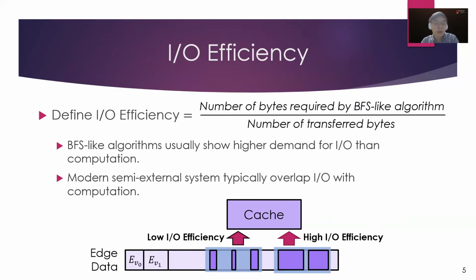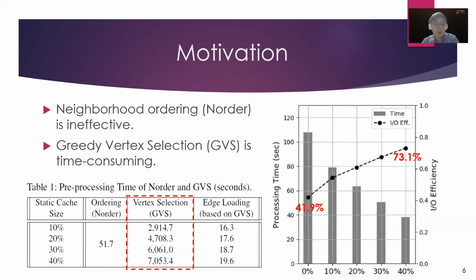So we use IO efficiency to measure it because the BFS-like algorithms often hold two features. The first one is that the BFS-like algorithms show higher demand for IO than computation. And the second reason is that modern semi-external graph systems typically overlap the IO with the computations. So due to these two reasons, the BFS-like algorithms are generally IO intensive. So higher IO efficiency means that they can perform in a better way.